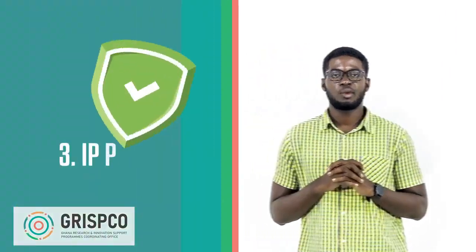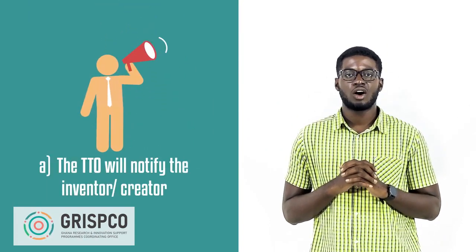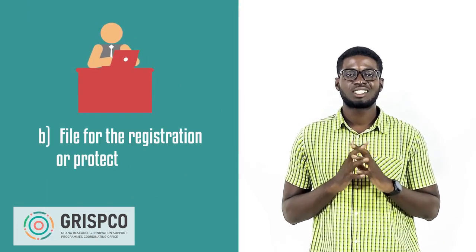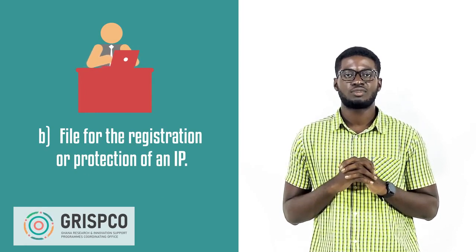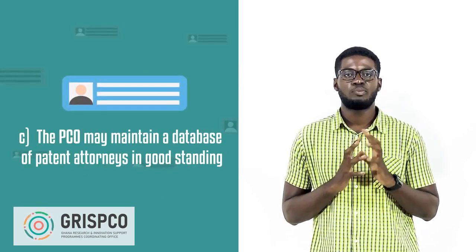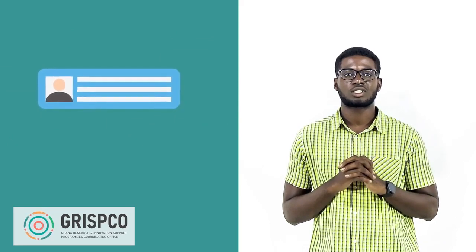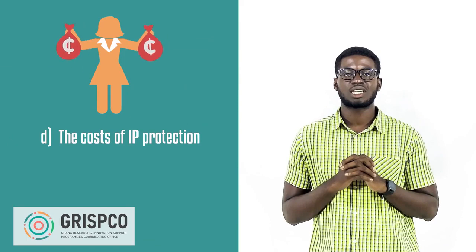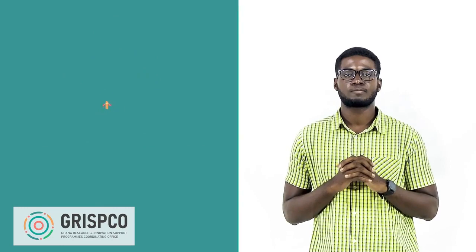3. IP protection. The TTO will notify the inventor or creator of the recommendation made on the technology or creative work. An institution will take steps to file for the registration or protection of an IP. The PCO may maintain a database of patent attorneys in good standing whose services can be acquired by the TTOs towards the IP protection process. The costs of IP protection will be borne by the institution or investors, as the case may be.